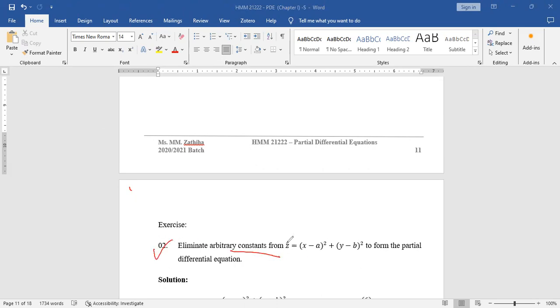Eliminate the arbitrary constant from z is equal to this one to form a partial differential equation. Okay. It's not that much time, but anyway, you try it. I'll keep these as homework or for later. If you get the time, we can see the answer. So just write down the questions, and I need to go a little fast. After we finish our notes, we can try our answers. Just write down the question and leave a space in your notes.